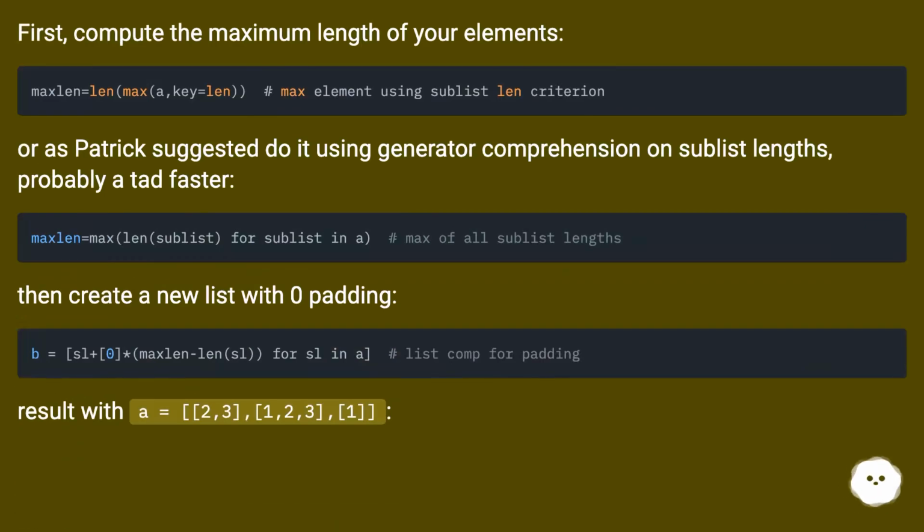First, compute the maximum length of your elements. Or as Patrick suggested, do it using generator comprehension on sublist lengths, probably a tad faster. Then create a new list with 0 padding. Result with A equals 2, 3, 1, 2, 3, 1.